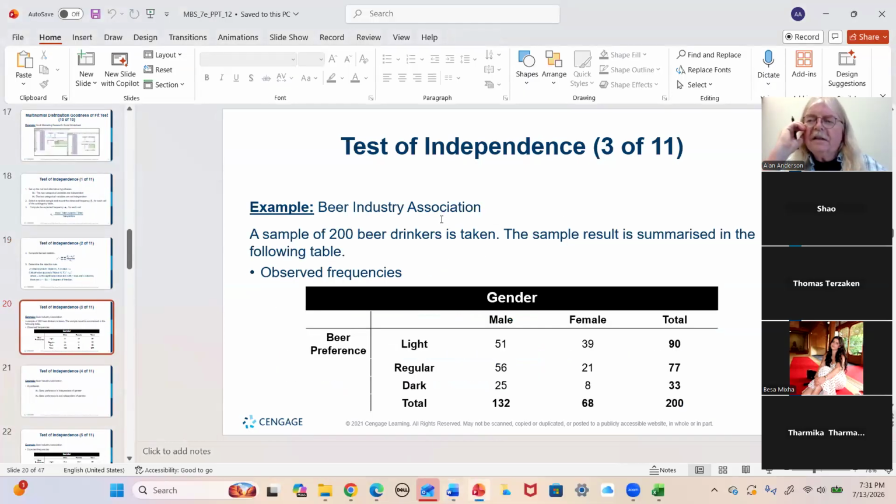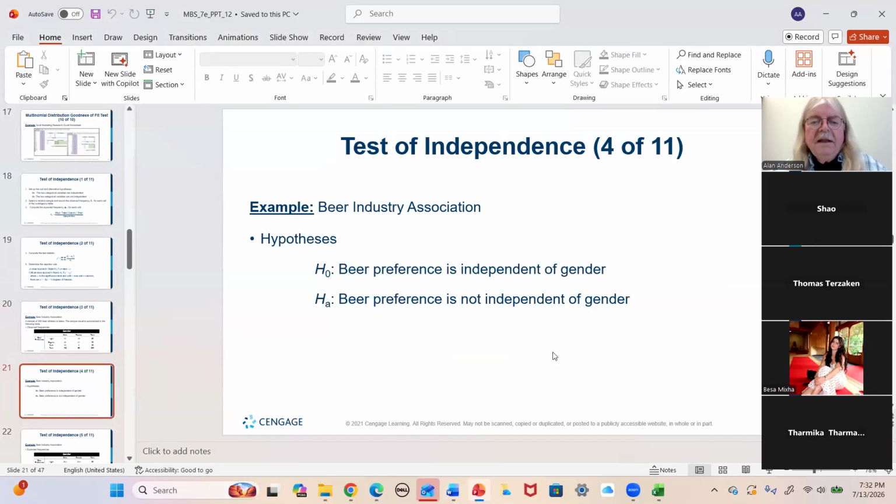This is not very different than the example I just came up with, except that it's beer. So for beer, we've got the three styles: light, regular, and dark. And we have men and women, and they want to know if the beer preferences are the same among the men and the women. It's an important detail for marketing purposes. So the null will be that the beer preference is independent of gender, meaning they both like the same flavors. And the alternative is that they do not.